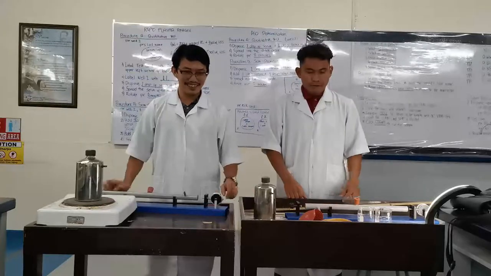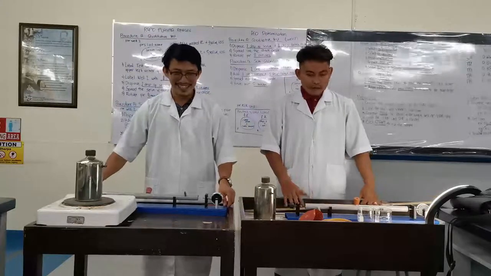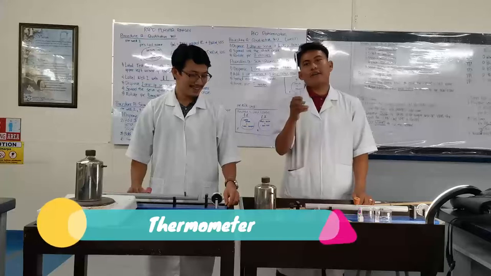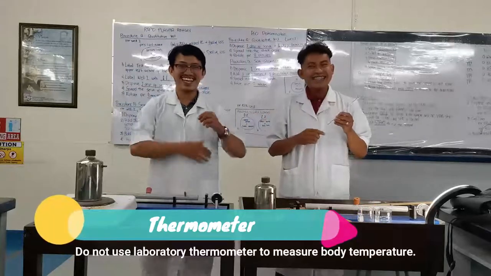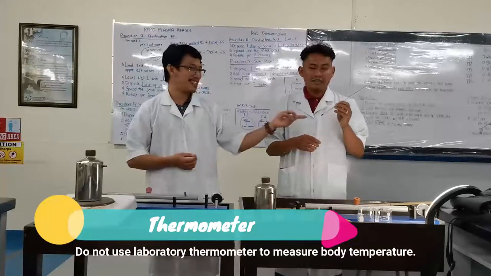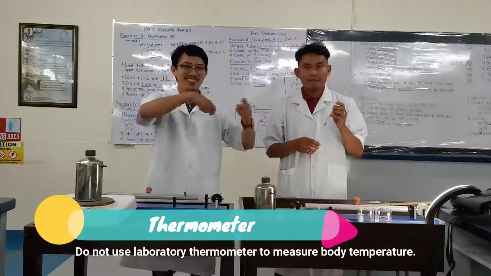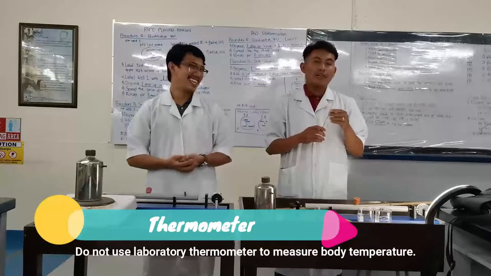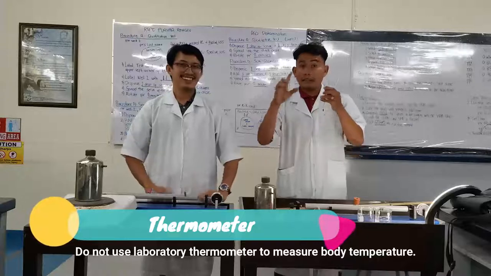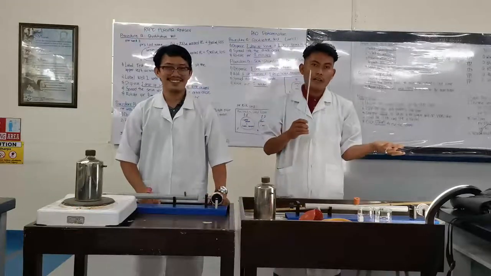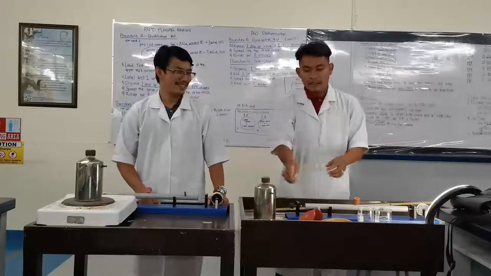And then, ano ba yung next sa materials? The thermometer, the obvious one. Hindi yan pwede sa body temperature. Baka i-measure natin yan sa mercury. So, yung usual na ginagamit natin na thermometer sa bahay is maliit. Sa laboratory, medyo mahaba lang siya.